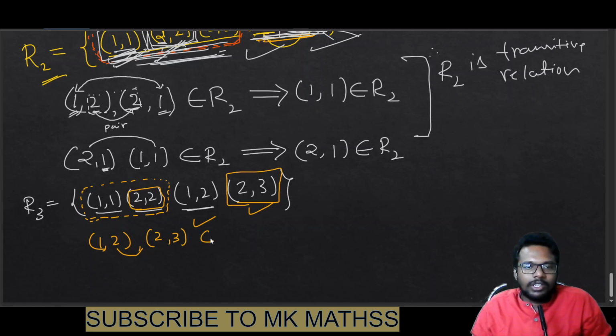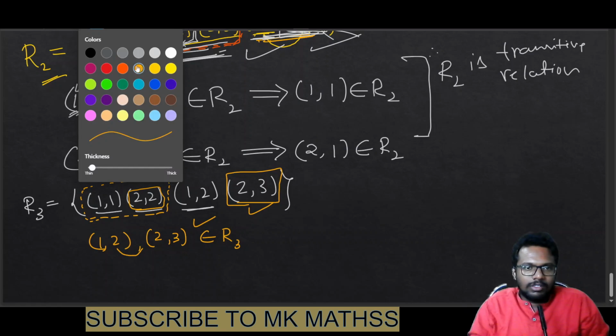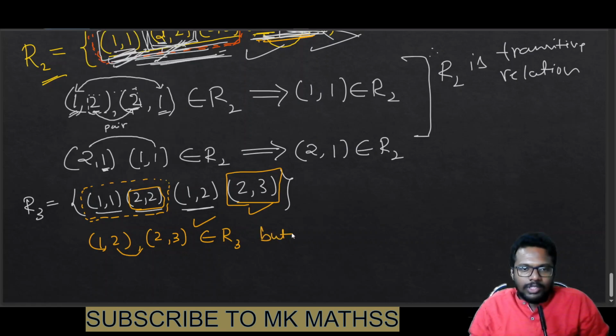These both are present in R3. So I have written (1, 2) and (2, 3) belongs to R3 here. So now we can use the word "implies", or "but", anything. The first element is 1, so I am writing it as 1, and connect this first element to the last element. This is nothing but a 3, so (1, 3).